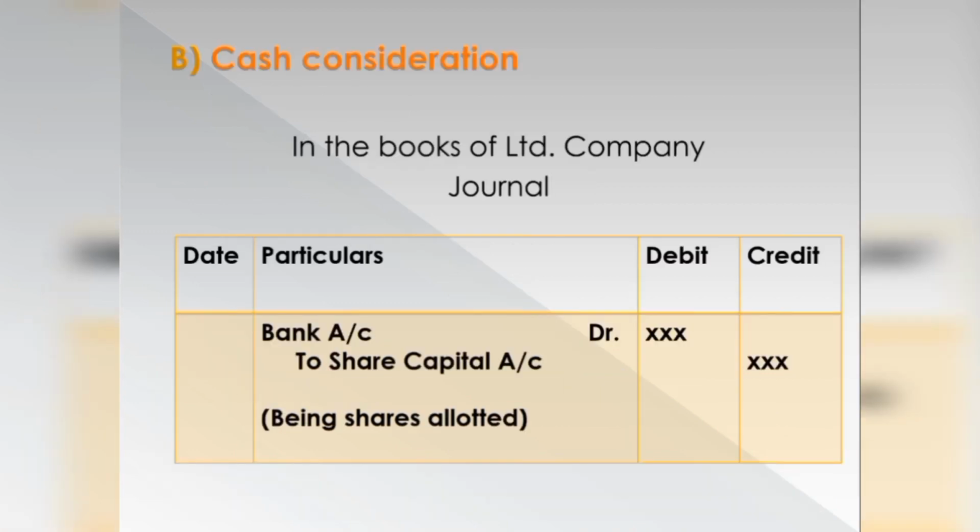The next one is cash consideration. The companies may issue shares and receive the full amount of the issue in one lump sum. The issue may be at par, at premium, or at discount. Let's see the meaning of par, premium and discount in later slides. The journal entry in that case would be bank account debit to share capital account. The narration will be 'Being shares allotted'.